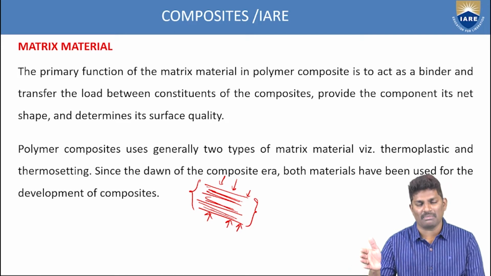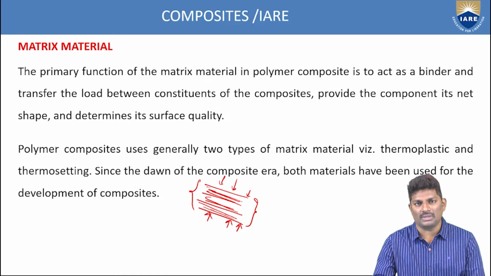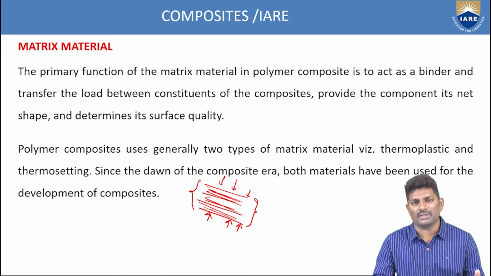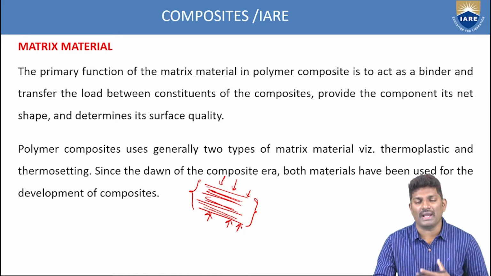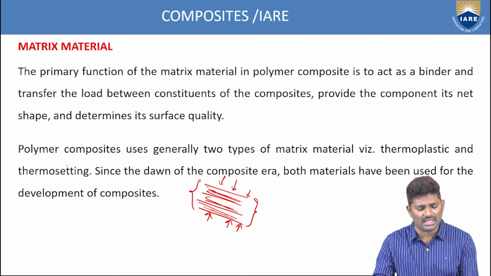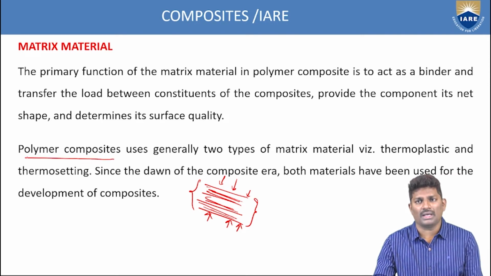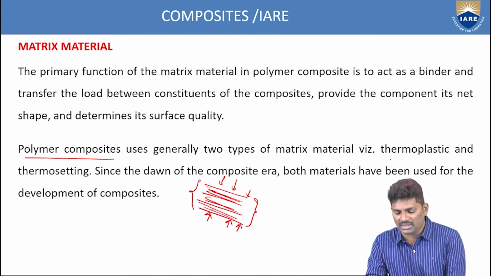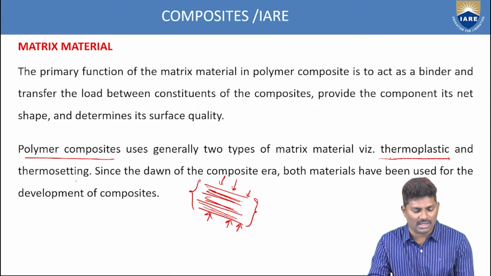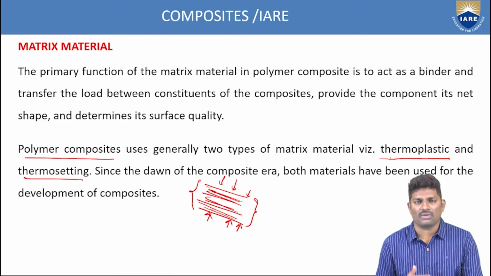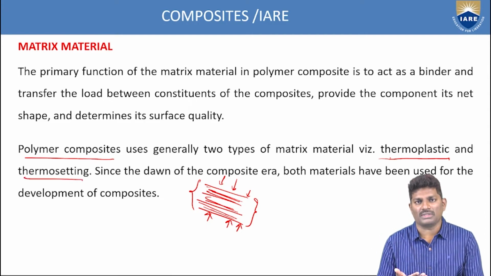So what are the different types of matrix we have seen? There are thermoplastics and thermosettings. So this matrix is helpful for us to bind these materials. And generally the polymer composites have two main matrix types. What are they? The first one is the thermoplastic and the other is thermosetting. We'll see what thermoplastics and thermosettings are in the coming slides.